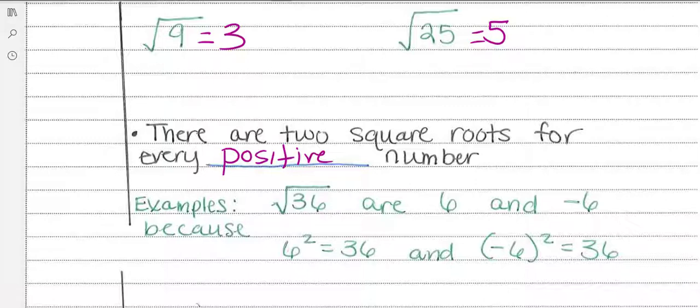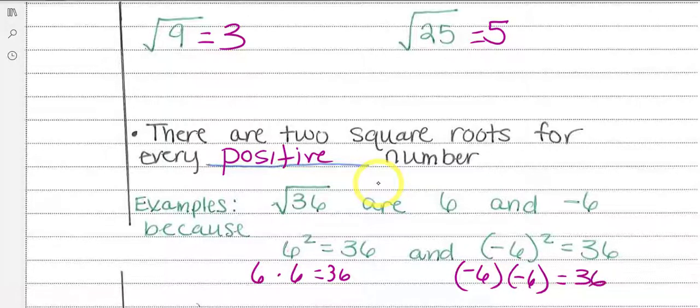Okay. So there are 2 square roots for every positive number. So here's an example. The square root of 36 is going to have two answers. It's going to be 6 and -6. Because if you take 6 squared, 6 times 6 is equal to 36. But also, if I take -6 and I multiply it by a -6, I'm also going to get a positive 36. So each square root is actually going to have 2 answers.